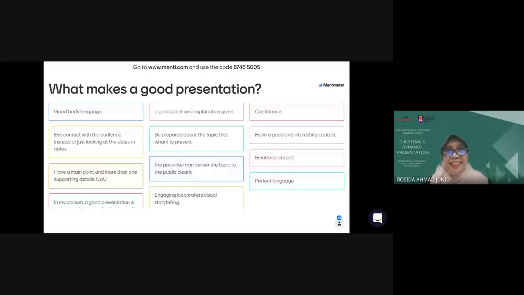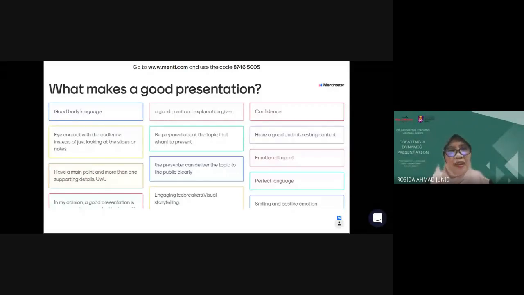Have a main point and more than one supporting detail. Yeah, correct. That sounded like Madam Diana's teachings there. Good. Engaging. Yes. Icebreakers, visual storytelling. Good. Smiling and positive emotion. Great. Perfect language is very subjective. You will try as much, but trust me, we are not native speakers of the language. We are born to make mistakes. It's okay, but not so many mistakes. You can still make mistakes, so it can't be that perfect. Emotional impact.